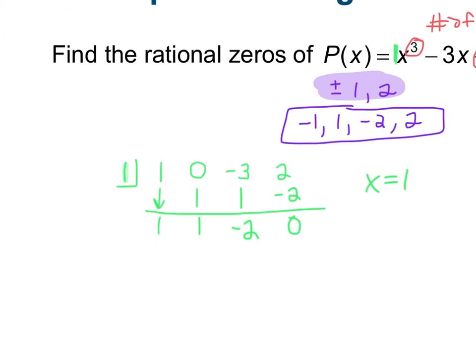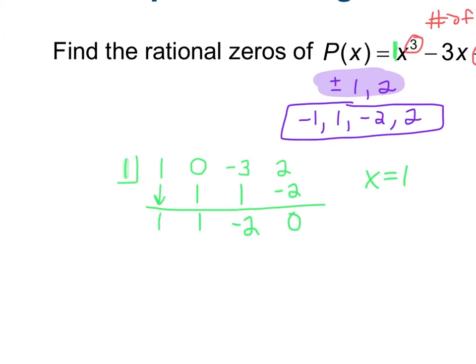So now I have 1, 1, and -2 left. How do I write a polynomial with those numbers? 1, 1, and -2. Anybody remember? Since we started off with the third, that means my answer is x squared. This is x, and this is my constant. So I'm left with x squared plus x minus 2 equals 0.